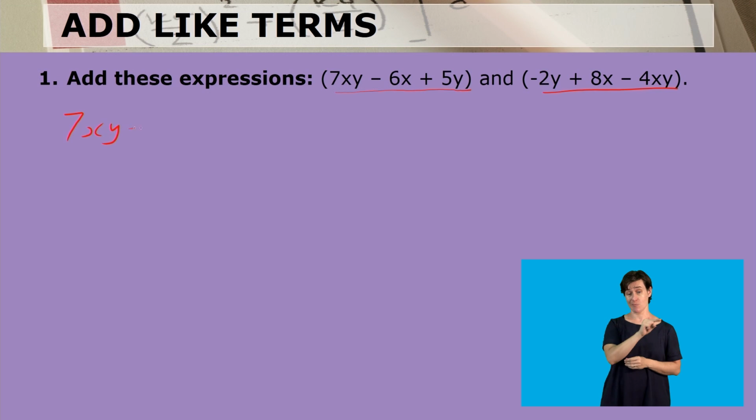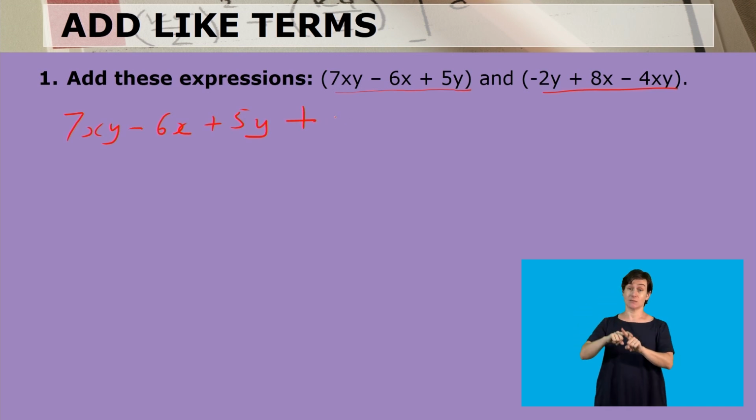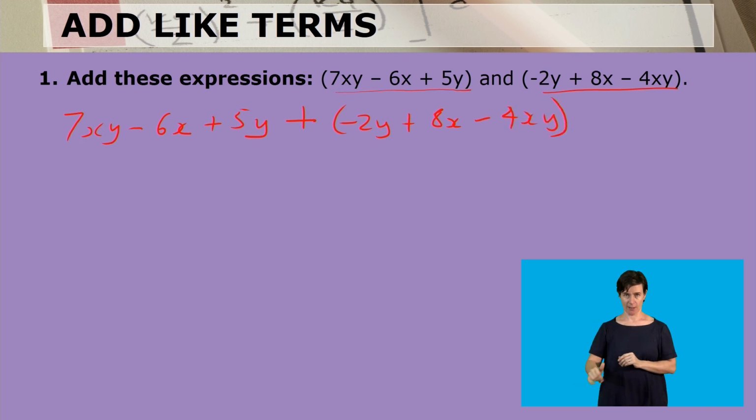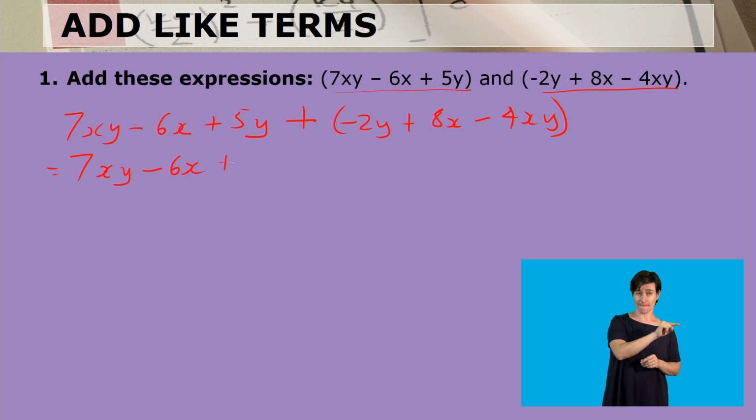7xy minus 6x plus 5y. Now we are to add that expression, which would be negative 2y plus 8x minus 4xy. I'm putting that in brackets because I need to resolve the signs between what is to be added to that. So the signs would then be 7xy minus 6x plus 5y.